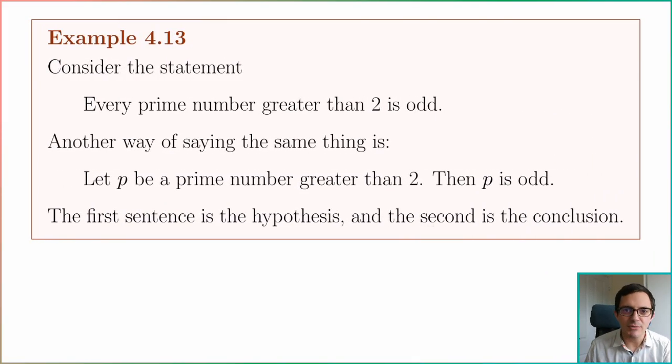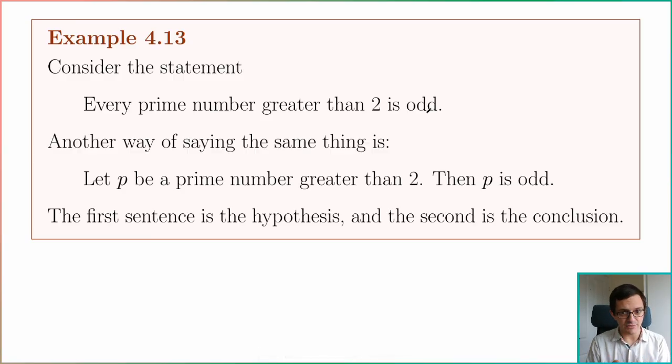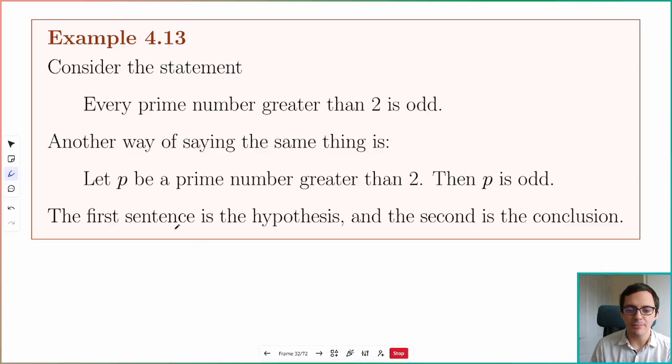So statements are sometimes a little bit harder to parse. So every prime number greater than 2 is odd. And you might like to play around with what that means, find other ways of writing this. One way that you might write it is, let P be a prime number greater than 2, and then P is odd. So this part is the conclusion, that P is odd.